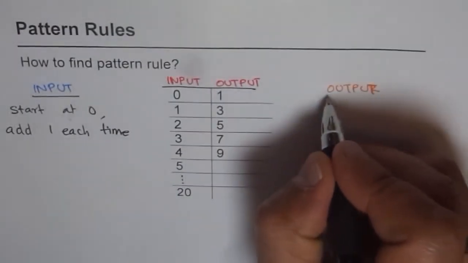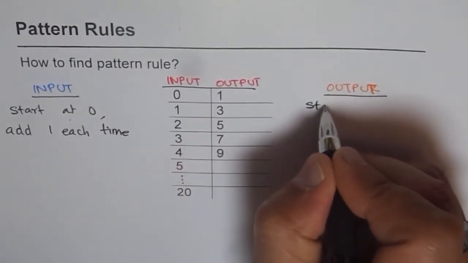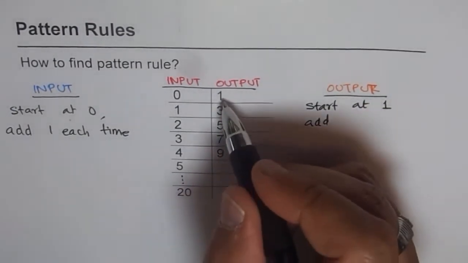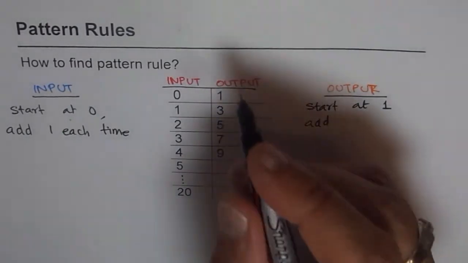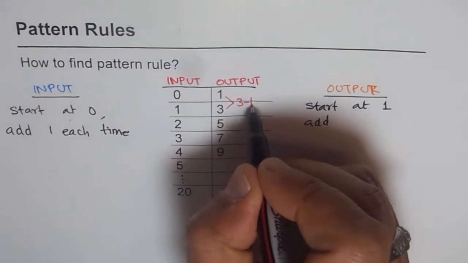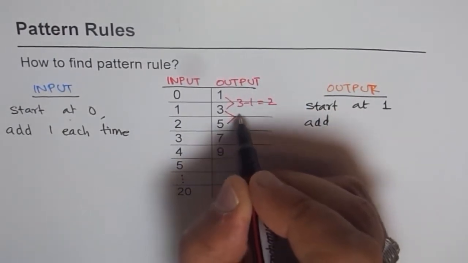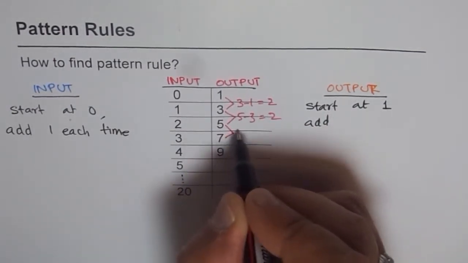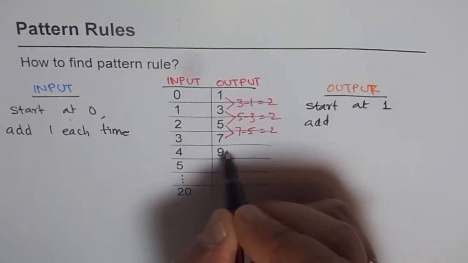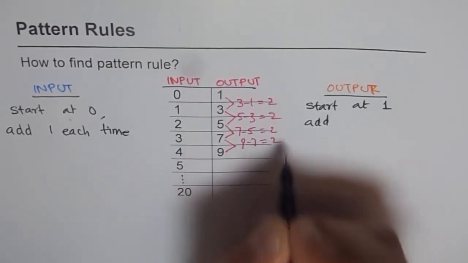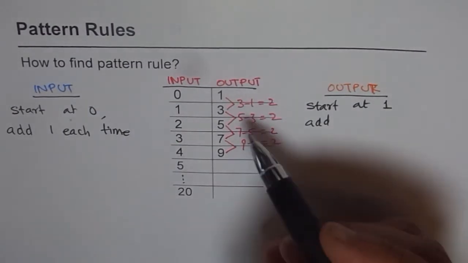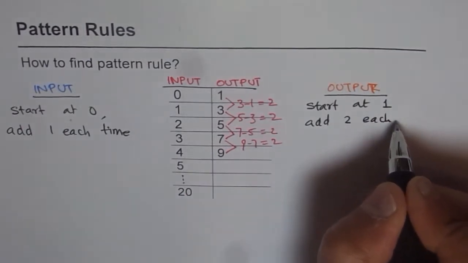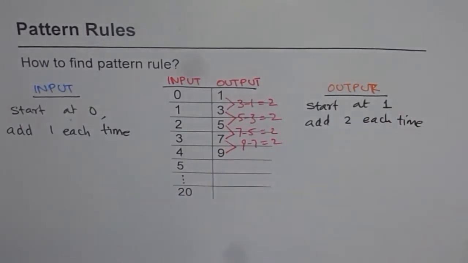In output, you start at 1, right? So start at 1 and add how much? 3 minus 1 is how much? Let's figure it out. 3 minus 1 equals 2. How about 5 minus 3? 5 minus 3 is also 2. What about 7 minus 5? 7 minus 5 is 2. And 9 minus 7 is also 2. So every time we increase the number by 2. So add 2 each time.